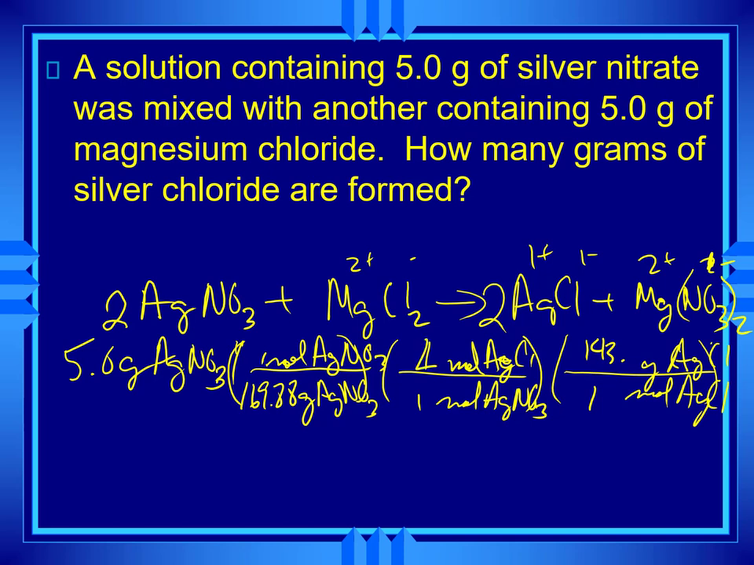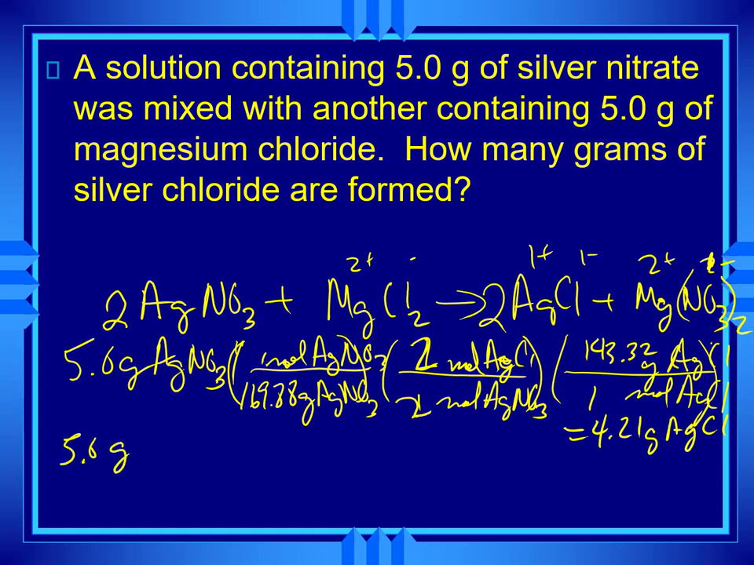Oh, nope, you're right. There's 2 and 2. Sorry, 2 and 2. It's 1 and 1. Just 2 and 2. So, 143.32 divided by 169.88 times 5. And I get 4.21 grams of silver chloride. Is that my answer? Well, maybe. Got a 50% chance. Ever see it's got a 50-50 chance?